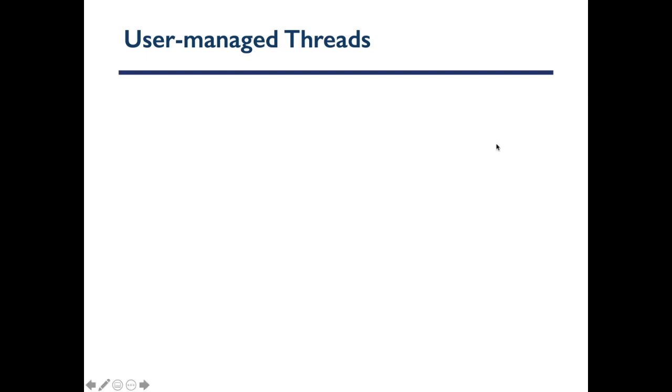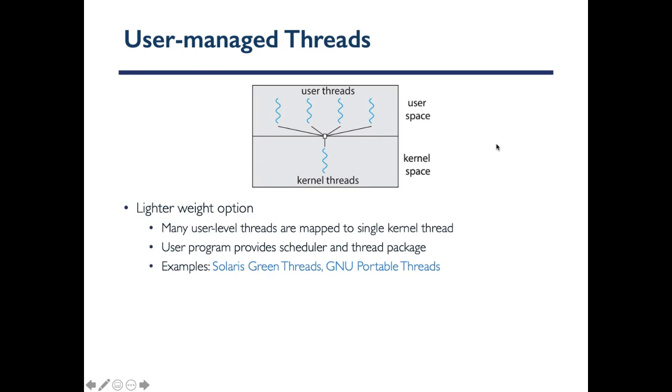Now, an alternative to kernel-managed threads is user-managed threads. In this paradigm, you would have the user space library take care of the user threads. From the kernel's point of view, you only have one TCB for the entire process. You have one process with one thread. But then the user process will create threads and manage them inside its user space by itself.